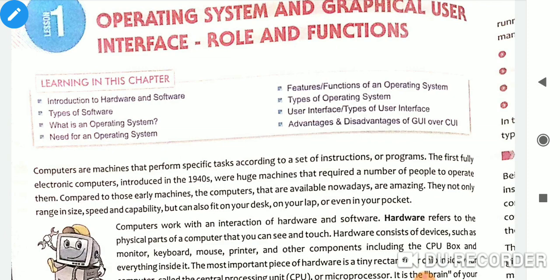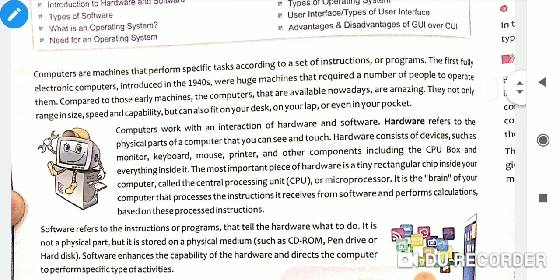So before going to operating system, first we need to know what is a computer, what is hardware and what is software. As you all know, a computer is a machine and it consists of hardware and software. And any computer works with the interaction of hardware and software.